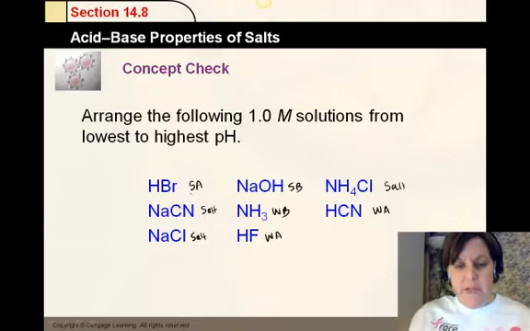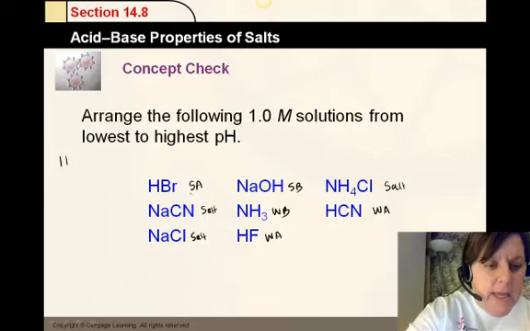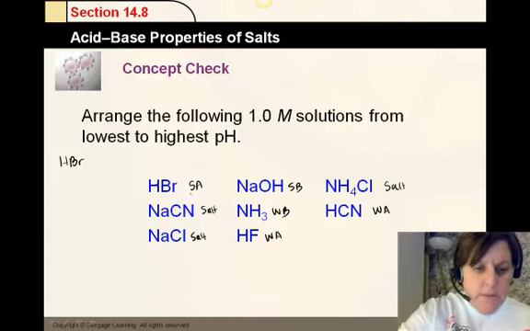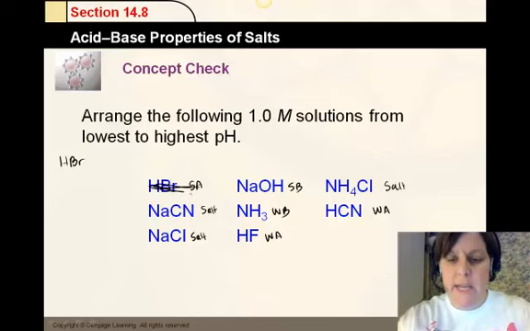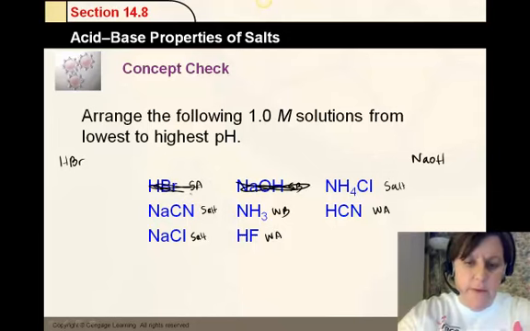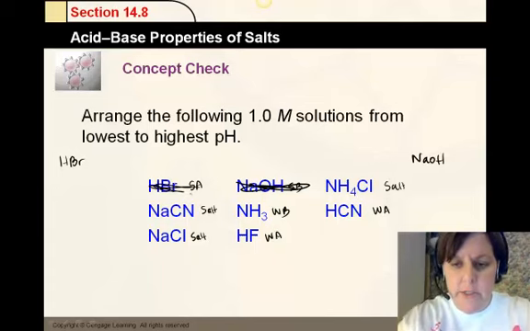So now we have to go from the lowest to the highest pH. Well, the lowest pH is going to be my strong acid. So that's going to be HBr. So I'm going to stick it way over on the left, because I know that's going to be the lowest. So goodbye to that. Strong base is only one, which is NaOH. So I'm going to stick it way over on the right. And let's see what else we have. We have a weak base. I see that. That should come next on this side.